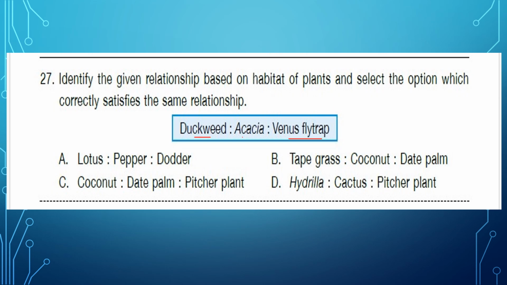So, in option A, pepper is not a desert plant. In option B, coconut and date palm is not an insectivorous plant. In option C, coconut is not a water plant. And in option D, hydrilla is a water plant, cactus is a desert plant, and pitcher plant is an insectivorous plant. So the answer is option D.